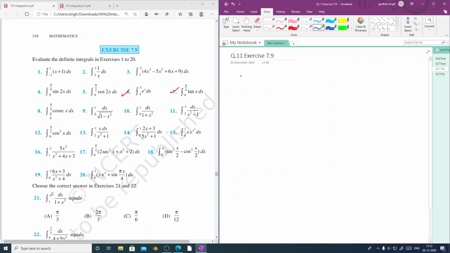So 11th one, I equal to integration of dx over x square minus 1 from 2 to 3, and we know the integration of dx over x square minus a square. So this will be given as equal to 1 by 2a. A is 1, into log mod of x minus a over x plus a, that is x minus 1 over x plus 1, and limits are 2 to 3.